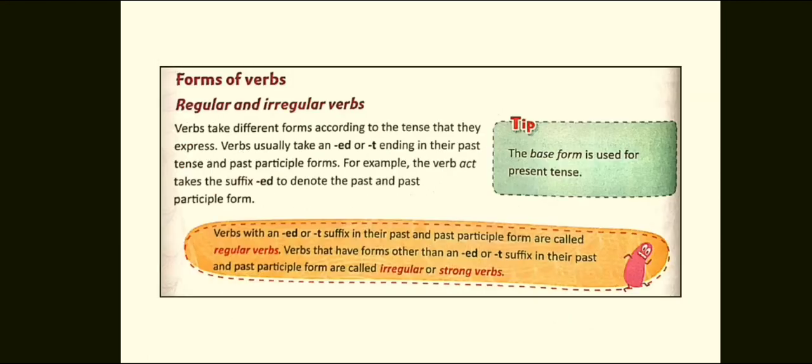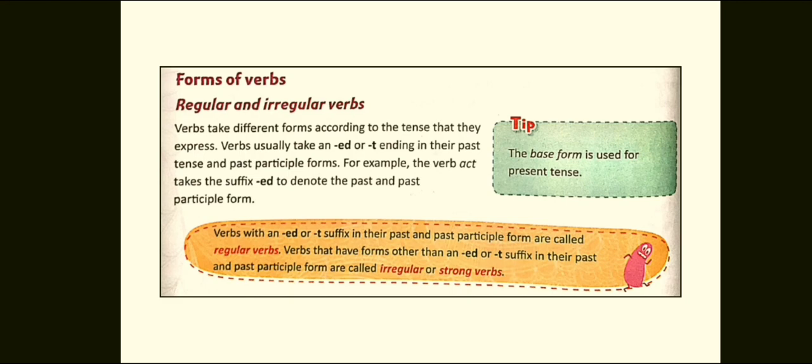Now we will learn about forms of verbs: regular and irregular verbs. Verbs take different forms according to the tense that they express. Verbs usually take an ed or t ending in their past tense and past participle forms. For example, the verb act takes the suffix ed to denote the past and past participle form. Verbs with an ed or t suffix in their past and past participle form are called regular verbs.